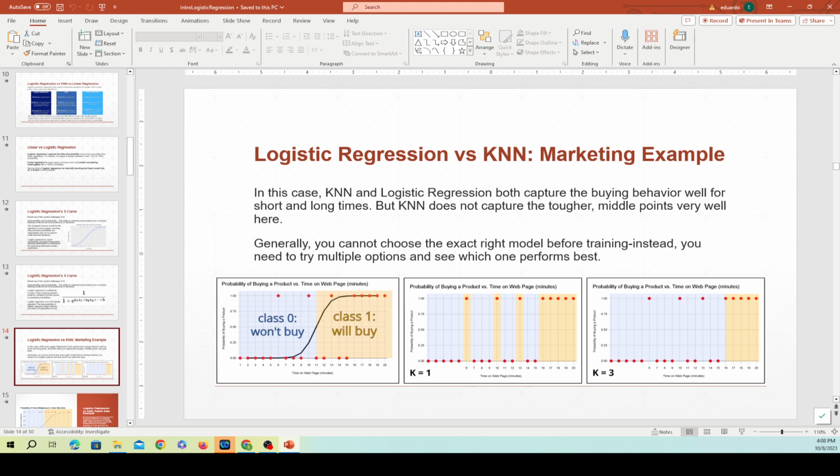So, logistic regression versus KNN, a marketing example. They're both classification type algorithms. In this case, the K nearest neighbor and the logistic regression both capture the buying behavior well for short and long times, but the KNN does not capture the tougher, the middle points, very well here. So it doesn't really quite capture the prediction when it's in the middle, like the 50-50%.